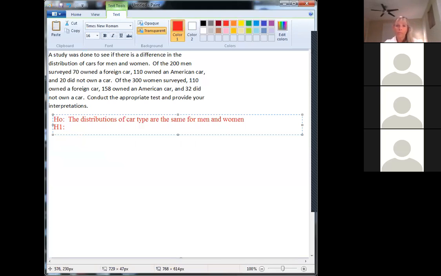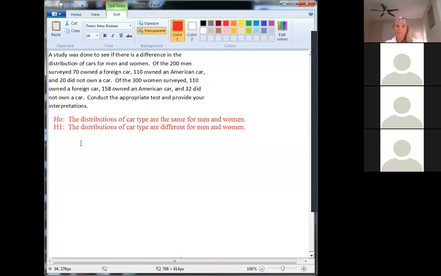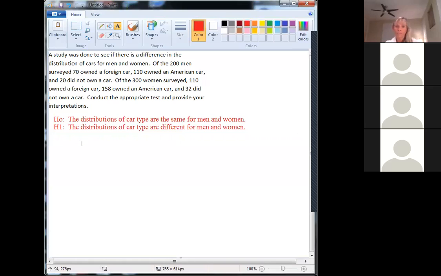H1 is the same thing, except instead of the same, is different. The distributions of car type are not the same or are different for men and women. Any questions on that?